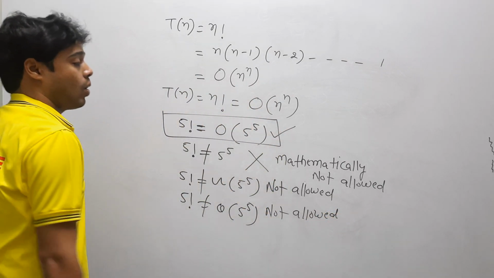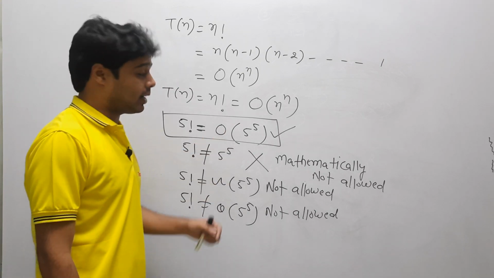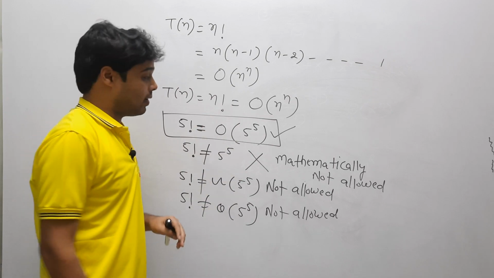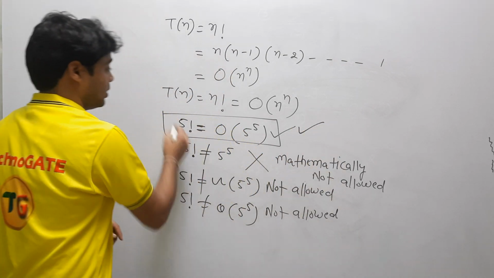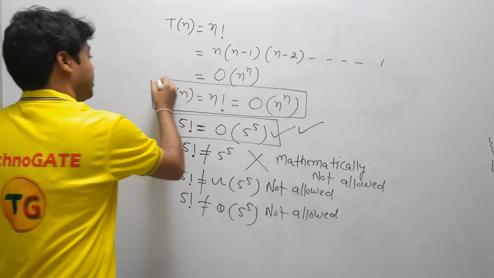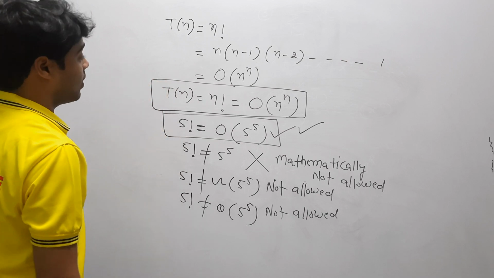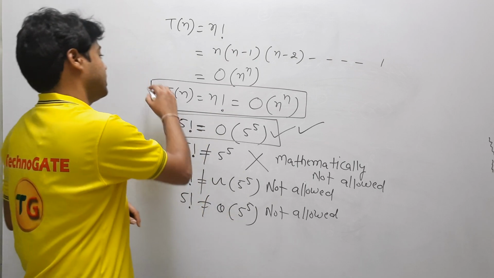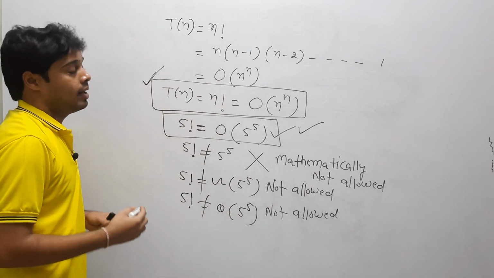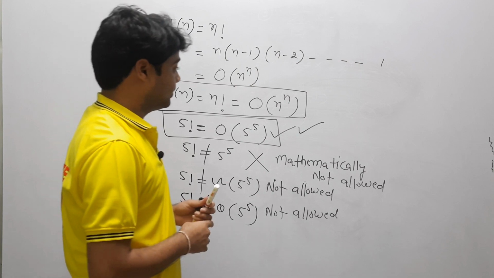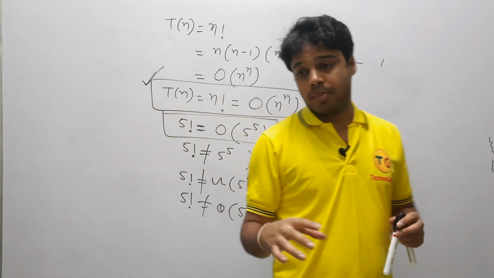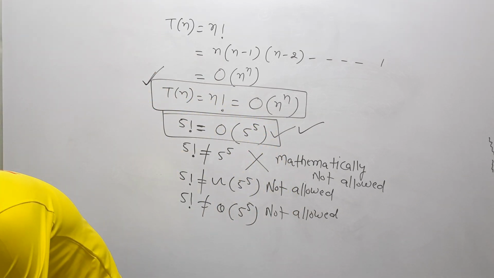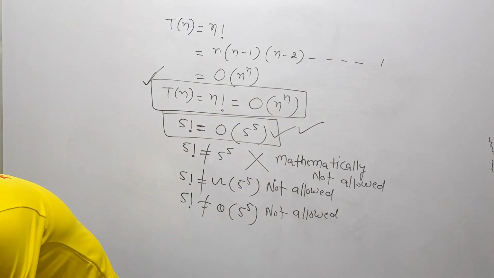So only big O is allowed. Mathematically not allowed, but asymptotically allowed. So in terms of algorithms, we can write that 5 factorial is big O of 5 raised to power 5. Okay. So T of n equals n factorial equals big O of n raised to power n. So remember this one. n factorial has upper bound n raised to power n. Clear? Okay. So these are some of the series here. We will take some problems and see how to solve them. So let's check one by one.